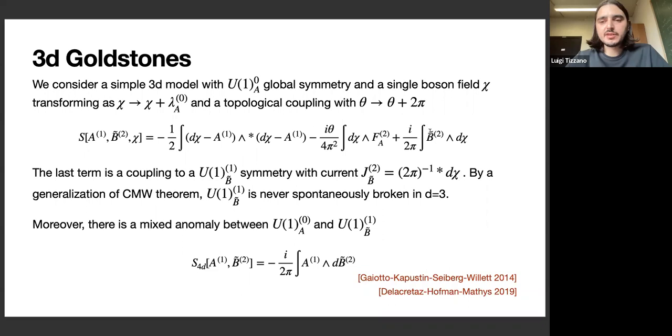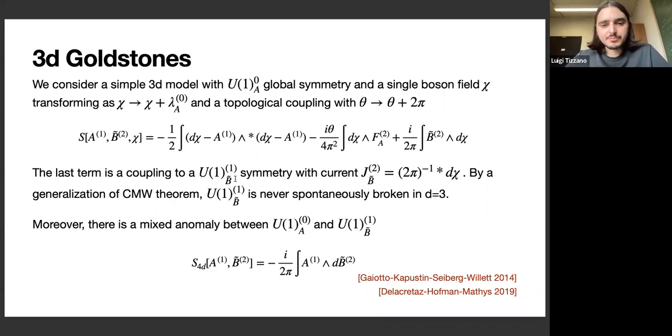And the last term here, the B tilde 2 times dk, is a coupling of the theory to another higher form symmetry. There is a U1 one-form symmetry associated to a current that is star of d chi. And so this is the most general action coupled to all the background fields. An interesting thing is that in 3 dimensions, you can prove a generalization of the Coleman-Mermin-Wagner theorem. This tells you that in 3 dimensions, a U1 one-form symmetry can never be spontaneously broken. This is a cute fact that can be proven by generalizing the ordinary theorem.